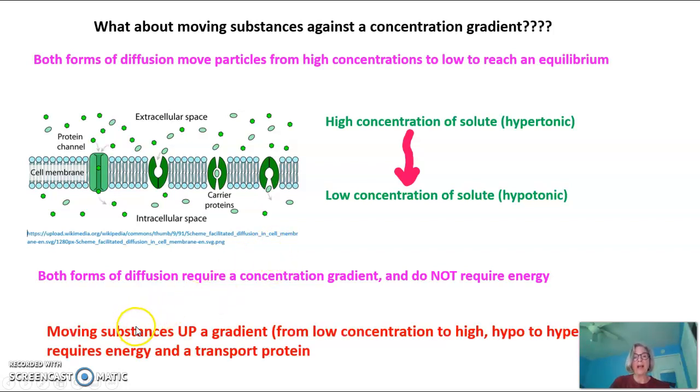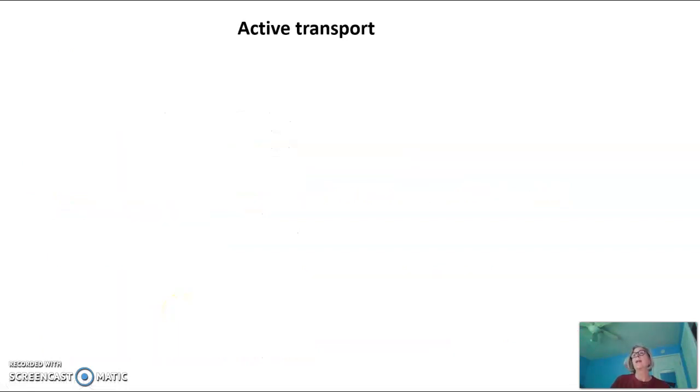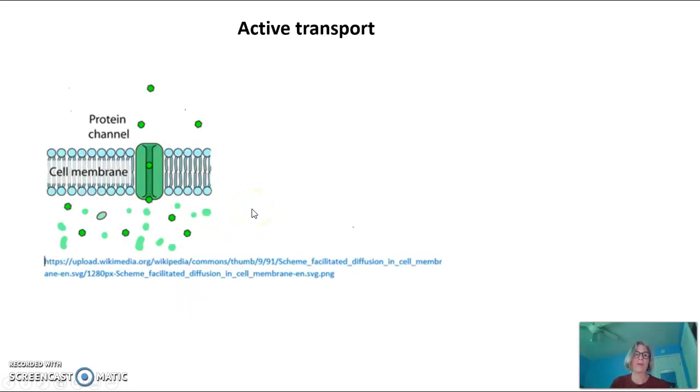Moving substances up a concentration gradient, so from a low concentration to a high concentration, from a hypo to a hypertonic concentration, in other words, that requires both energy and a transport protein. The process for moving things against a concentration gradient is called active transport. And this is where you go from a low concentration to a high concentration.